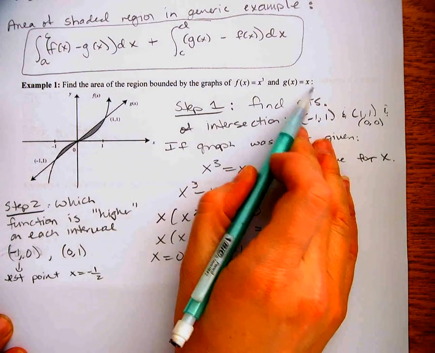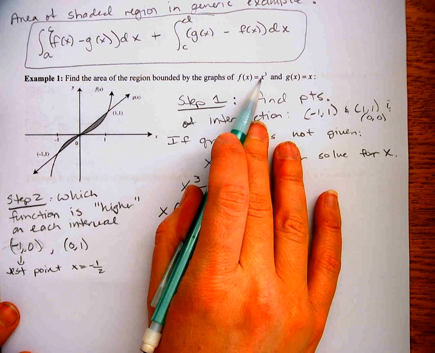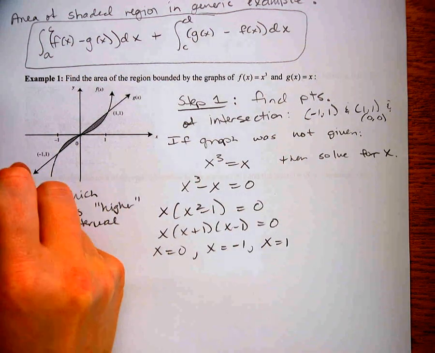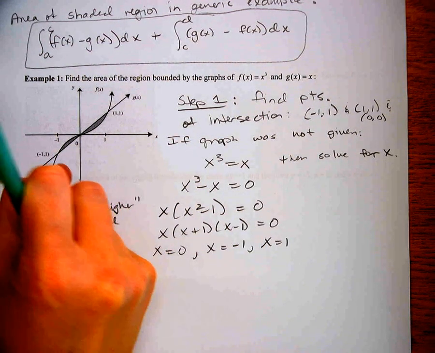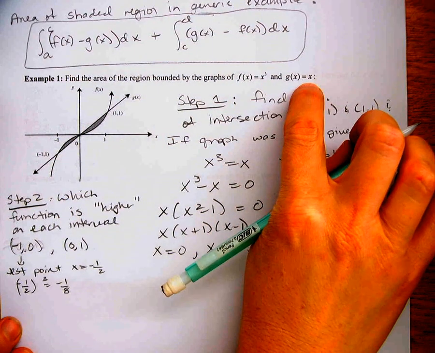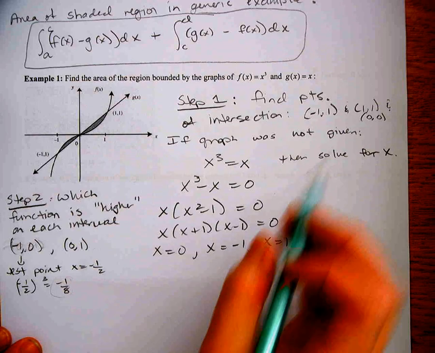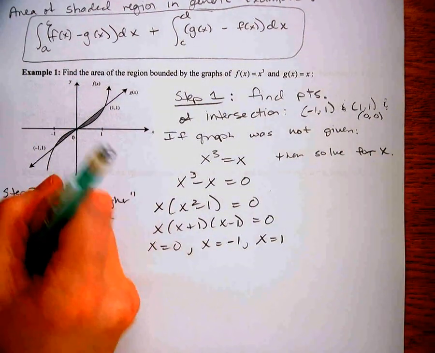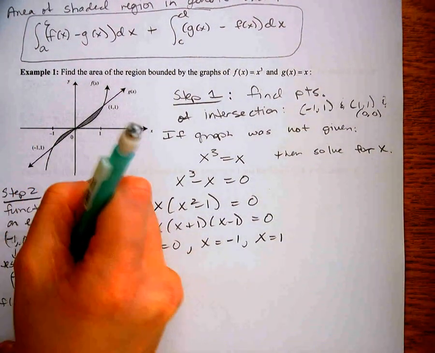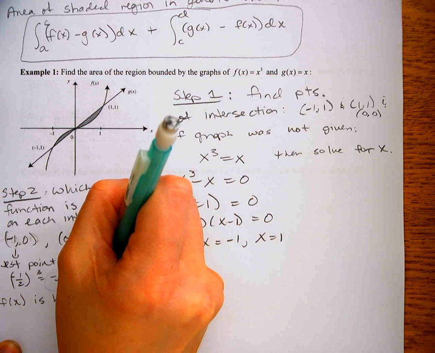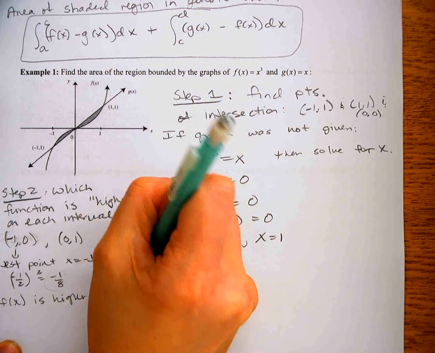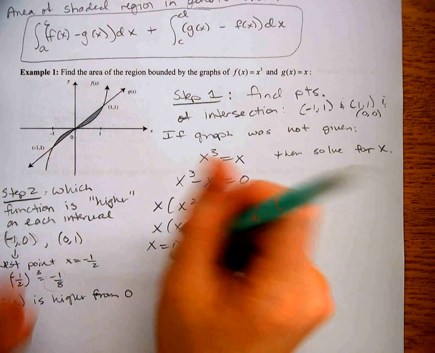Plug it in here, see which one's higher. Well, -1/2 to the third is -1/8, whereas -1/2 is -1/2. So f of x is higher. -1/8 is not as negative as -1/2. So I can see that f of x is higher from -1 to 0.